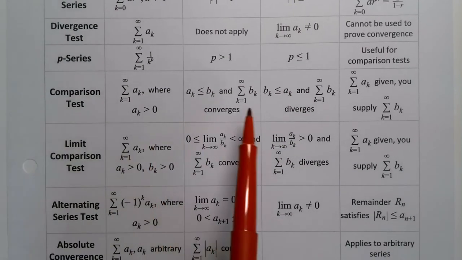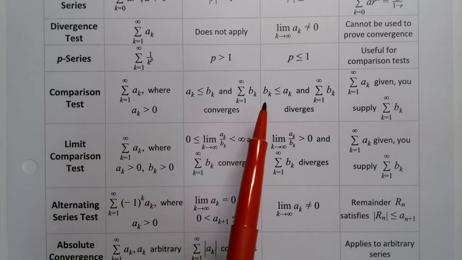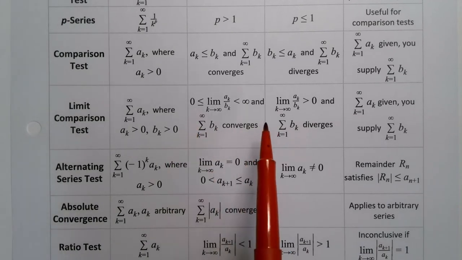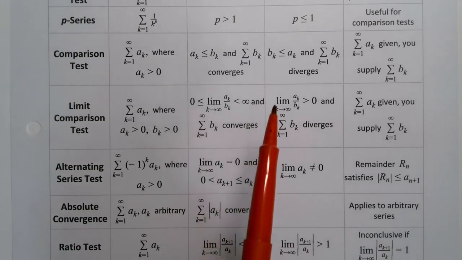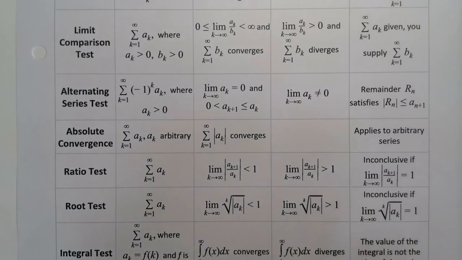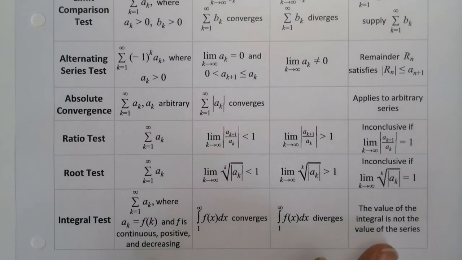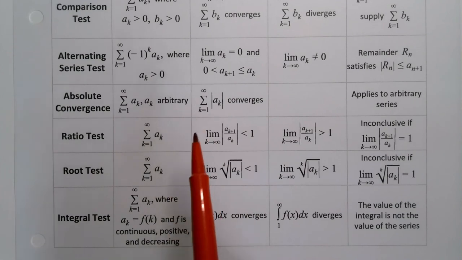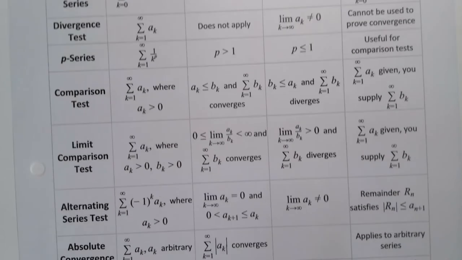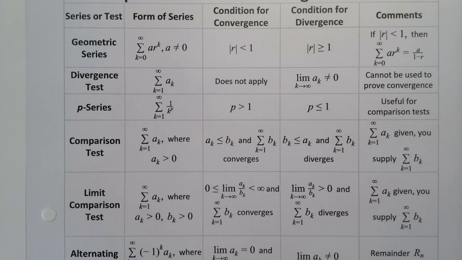You have your comparison test, which generally I only use if it's super obvious what the comparison is. Similarly, limit comparison, but limit comparison is more powerful and a little more elegant than the comparison test, so you don't have to have quite as big an idea of what's going on. Of course, the alternating series test can prove conditional convergence. Then the definition of absolute convergence, and then the ratio, root, and integral tests. It's all written here for you: your conditions for convergence, your conditions for divergence, if they exist, and any comments.